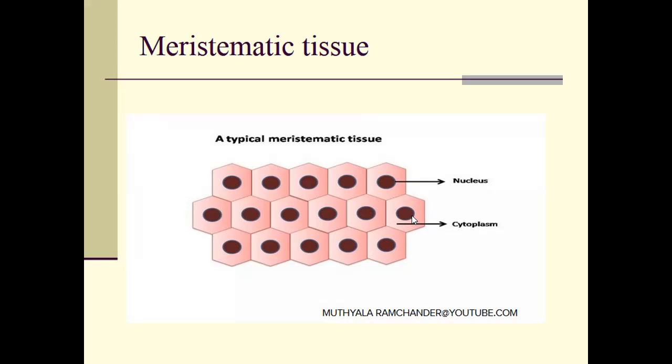In that protoplast, we identify only one large nucleus. It is the identification mark of meristematic tissue. We can easily identify the meristems by the large nucleus present in the protoplast. Around this large nucleus, liquid cytoplasm is present. The meristematic tissues are compactly arranged without any intercellular spaces.